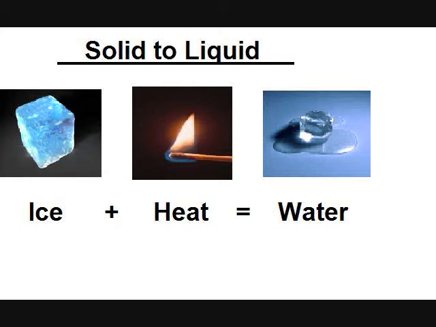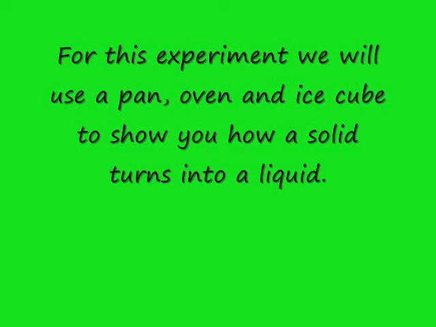Now I will show you how to turn a solid into a liquid. If you take an ice cube and add heat to it, it will then melt into the liquid form known as water. For this experiment, we will use a pan, oven, and ice cube to show you how a solid turns into a liquid.